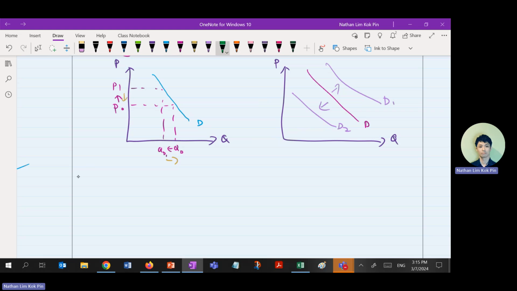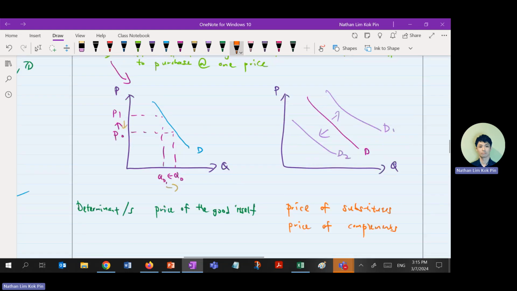So the next thing we do together is the determinants, or determinant, right? For movement along the curve, the only determinant is the price of the good itself, right? And for shift is price of substitutes and price of complements.